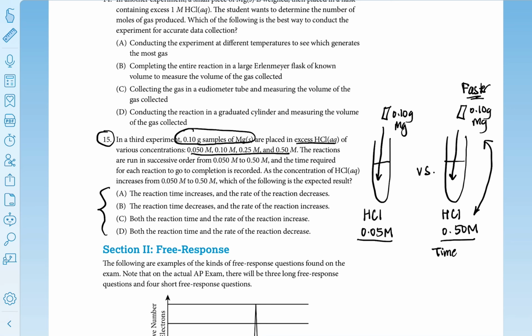So if it's faster, then the reaction time is low. Okay, so we're going to have a small number for the time.